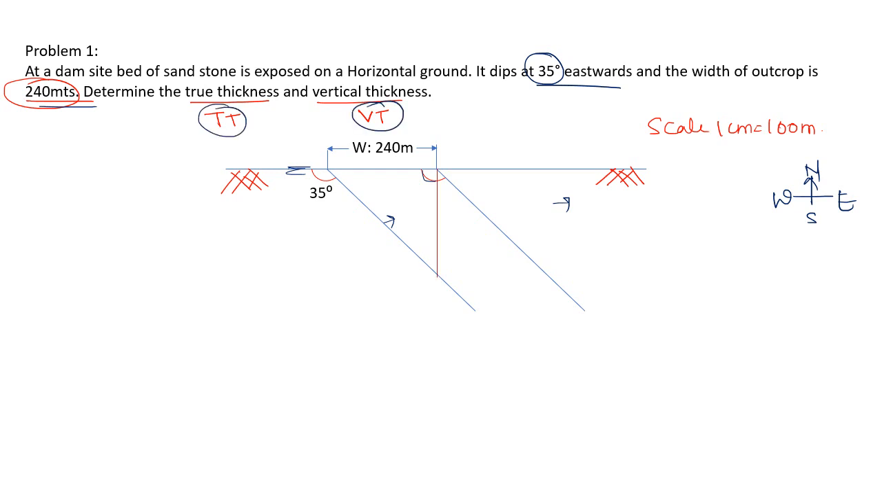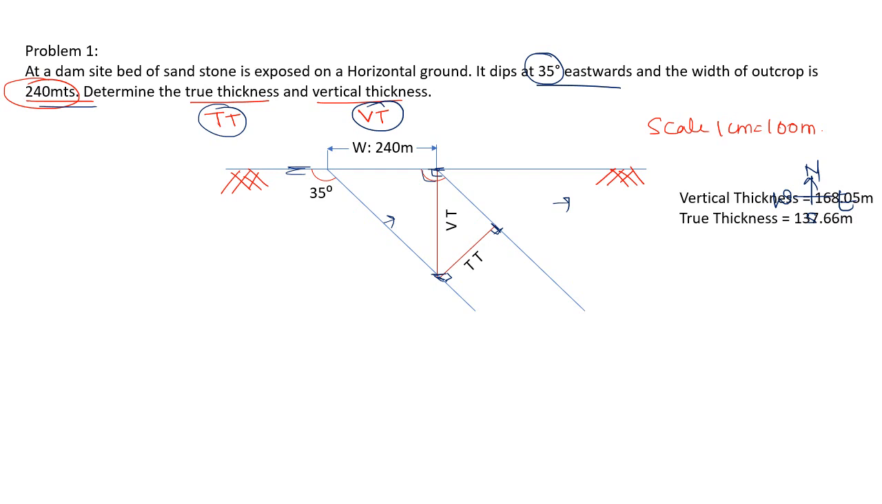How will we do it? I'll draw a line perpendicular to the baseline. From this corner I'll drop a line and measure this distance. This distance will give me the VT, that is vertical thickness. In the same way I'll drop another line, again perpendicular to both of these lines, as they are parallel. Once I draw this, I'll get the TT distance. I'll measure the distance from this corner till this corner, and I'll get TT out of it.